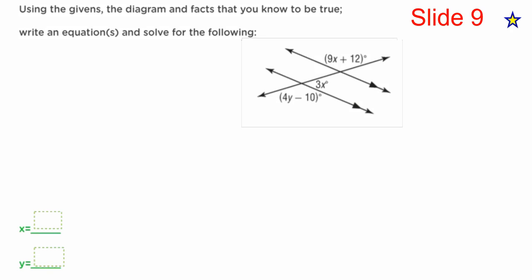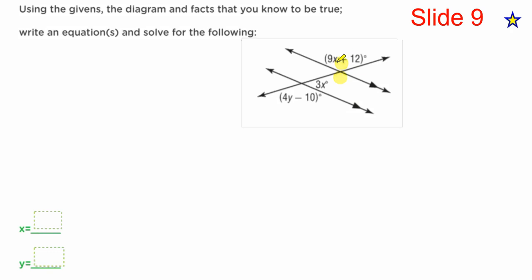So remember, parallel lines are the result of a transformation of four angles created by two intersecting lines. So for example, this angle here of 9x plus 12 is formed by this and this intersecting lines. So what do we know about that? This is vertical to this angle here, and they are congruent to each other.